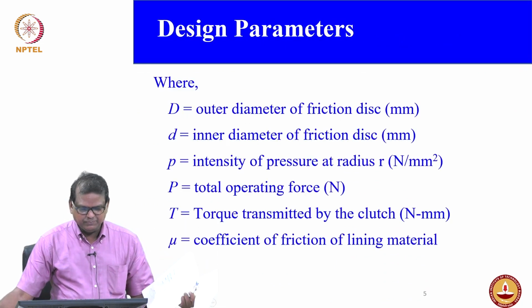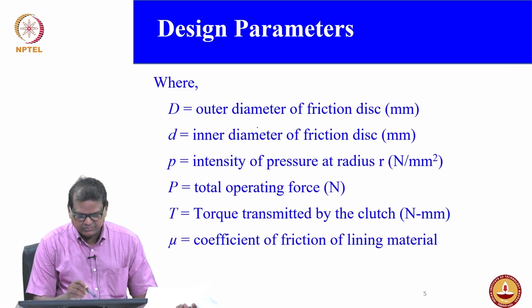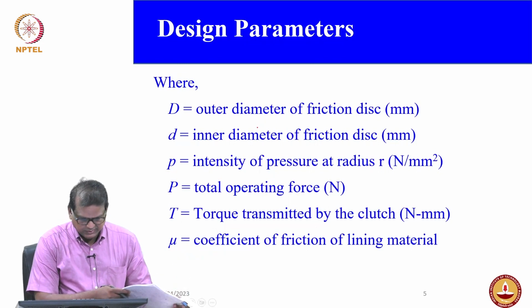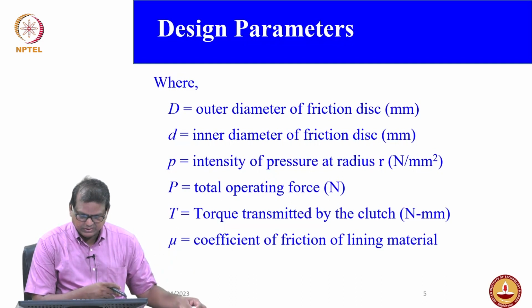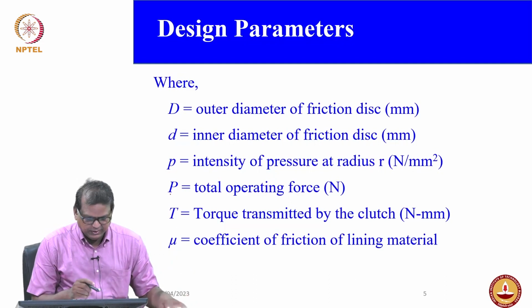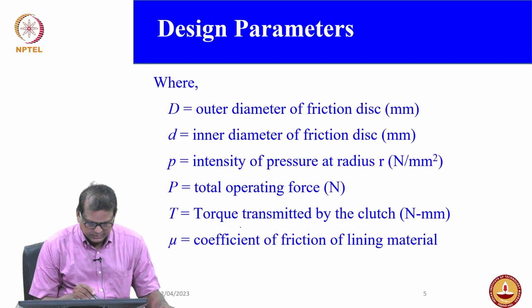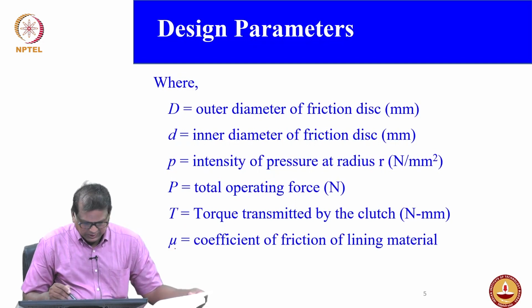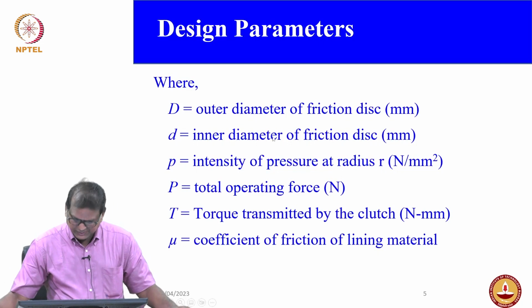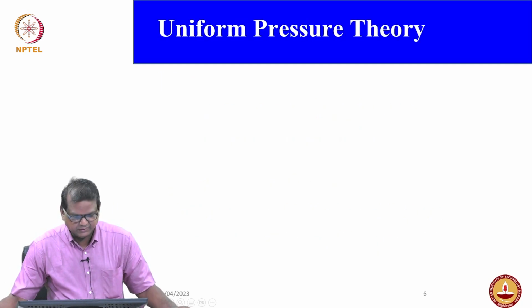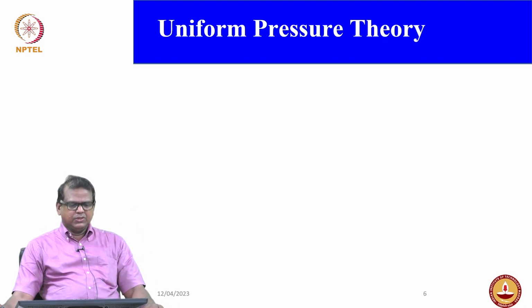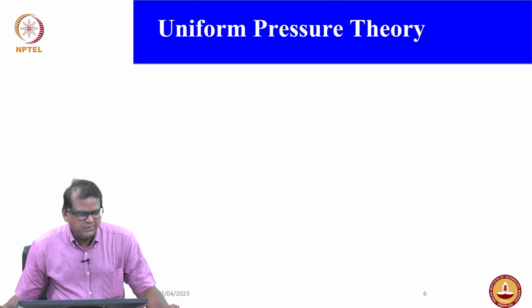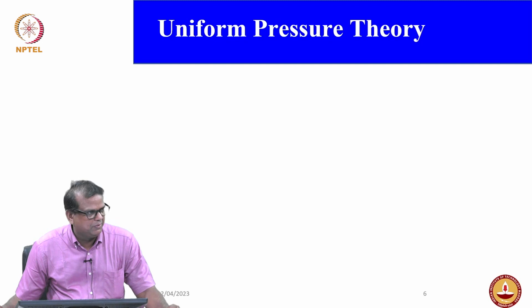As for the design parameters, capital D is the outer diameter of the friction disc, small d is the inner diameter of the friction disc, p is the intensity of pressure at radius r, capital P is the total operating force, T is the torque transmitted by the clutch, and mu is the coefficient of friction of the friction lining material. Now we will discuss, as we did in the disc brake, that there are two theories used in clutch. One is the uniform pressure theory, the other one is the uniform wear theory.